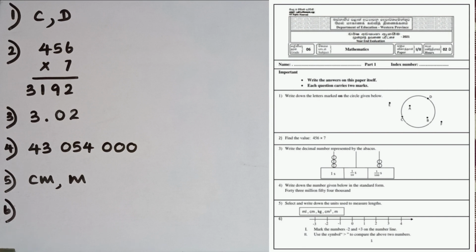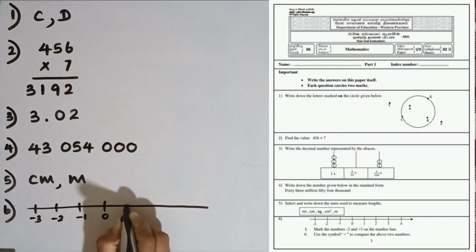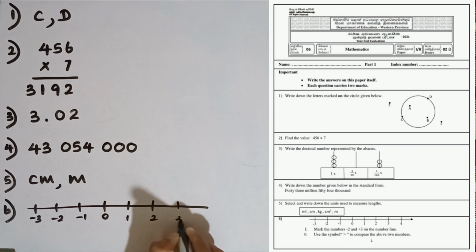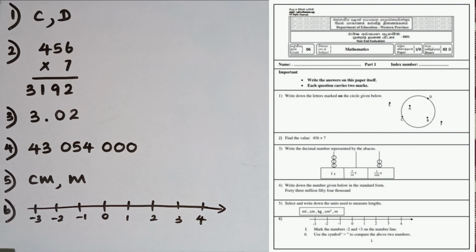Then question number 6. We are given this number line, from -3 to +4: -3, -2, -1, 0, 1, 2, 3, 4. Part 1: mark the numbers -2 and +3 on the number line. We can mark the numbers by using a small dot like this. Then part 2, use the symbol greater than to compare the above two numbers.